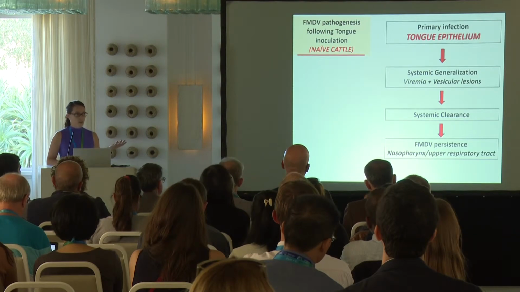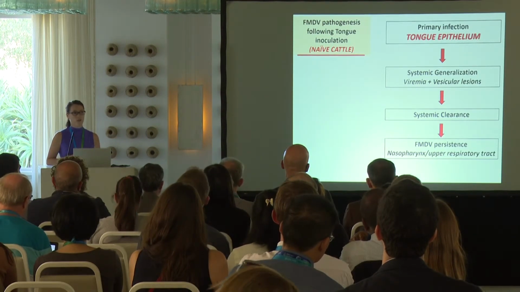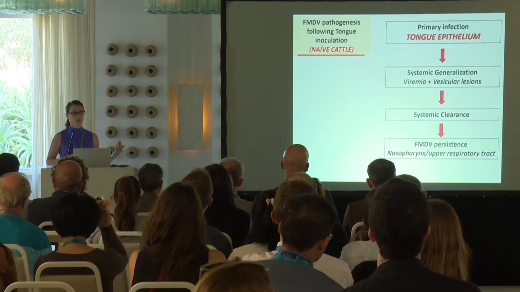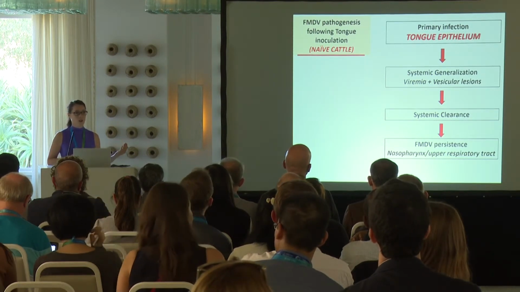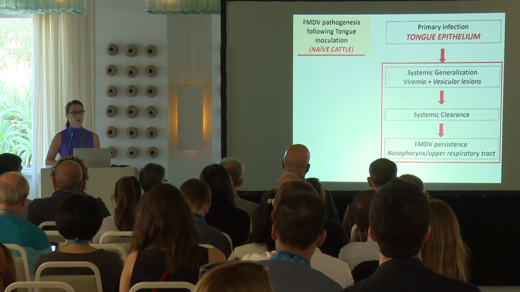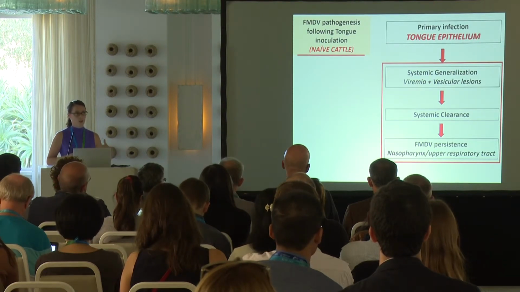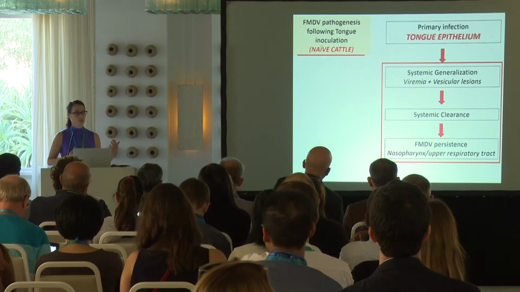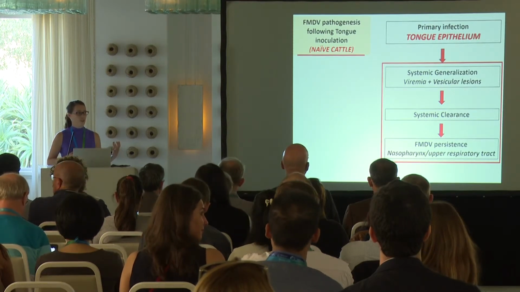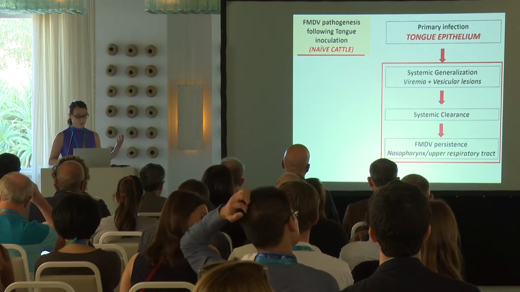However, again, assuming that this is a naive animal, the only thing that really changes in the progression of pathogenesis is that we now have this primary infection in the tongue epithelium instead of in the nasopharynx, but we still have this otherwise similar progression of generalization and clearance and also persistence within the nasopharynx. But because of this generalization of virus, the virus will find its way into basically any tissue, including the nasopharynx, where it's capable of persisting.